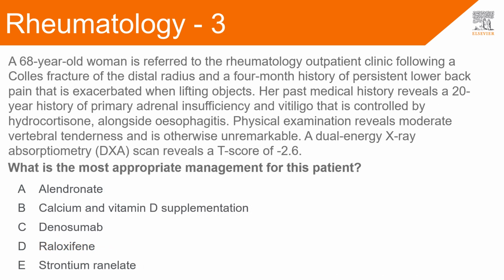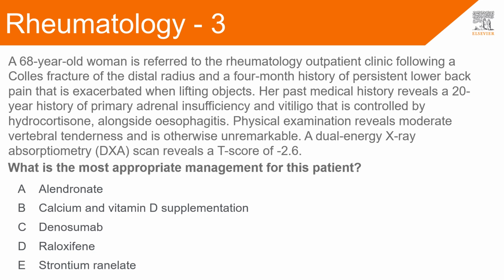So we have got a 68-year-old woman that's been referred to outpatient after a fracture of the distal radius. She's got a 4-month history of lower back pain that's worse when lifting objects. Past medical history, she's got a 20-year history of adrenal insufficiency. She's got vitiligo, that's being controlled by hydrocortisone, and has got esophagitis as well. So we've got vertebral tenderness of the spine, and also DEXA shows a T-score of -2.6.